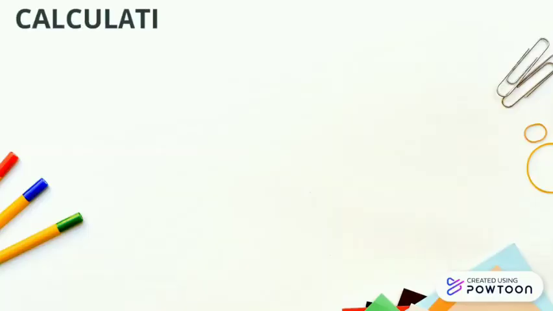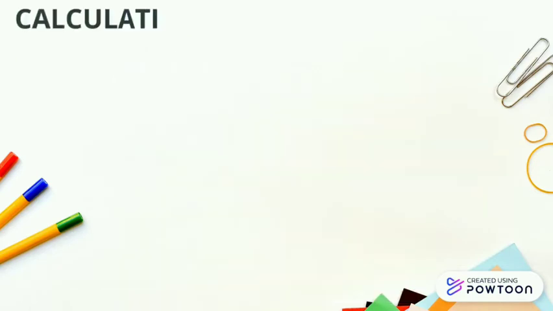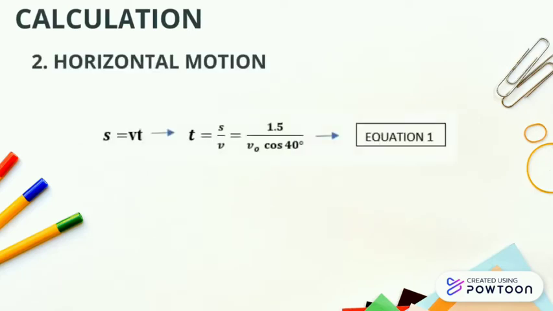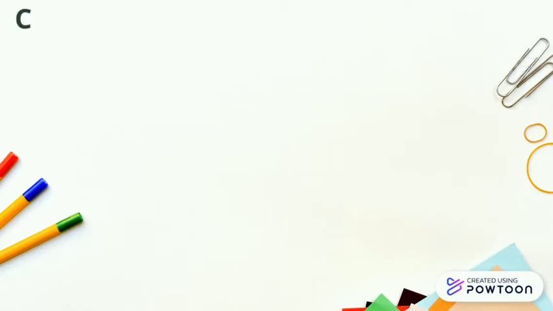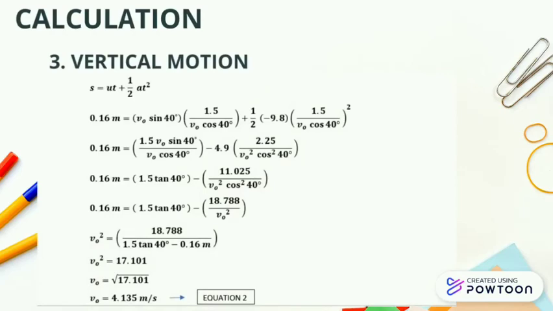For the calculation, first draw the free body diagram. Resolve the positions or velocity of the object in the horizontal and vertical components. The magnitude of the velocity in the horizontal direction is Vx equal to V cos 40 degree, and for the vertical, Vy is equal to V sin 40 degree. Analyze the motion of the projectile in the horizontal direction by using the horizontal motion equation. The components of position are given by the quantities x and y. Analyze the motion of the projectile in the vertical direction by using the vertical motion equations.